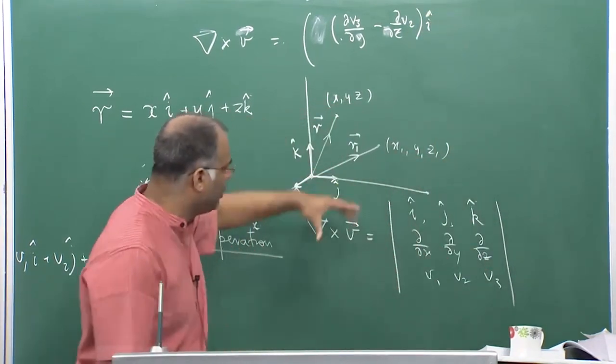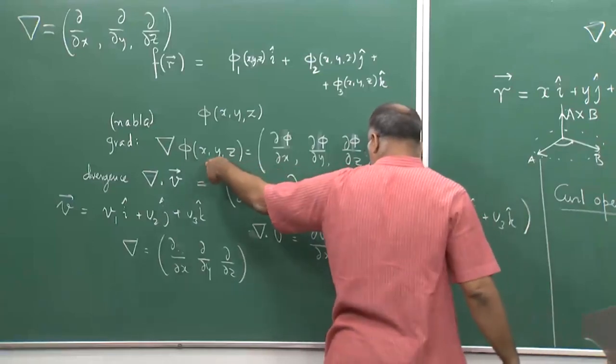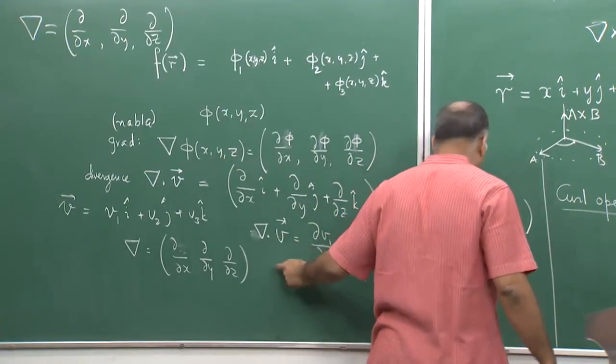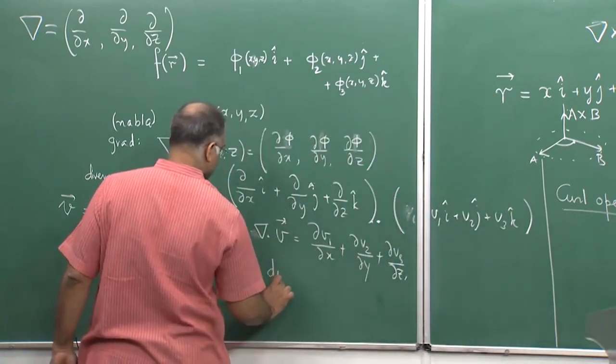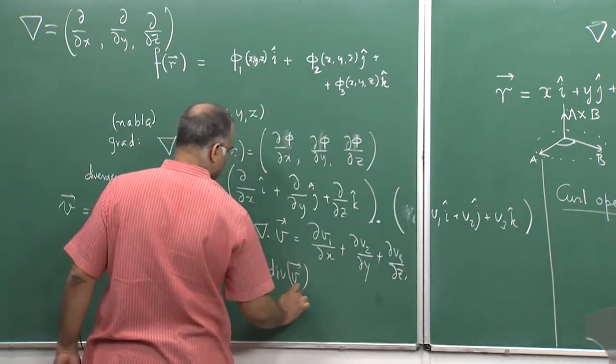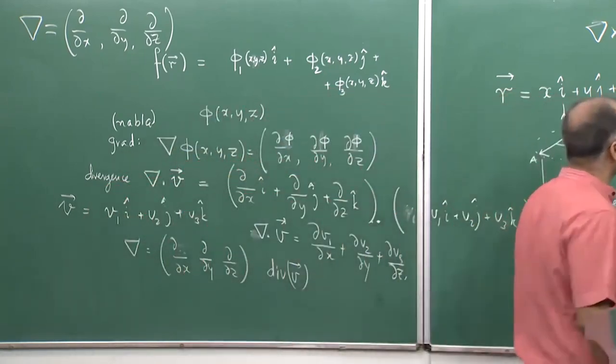So the curl operation gives a vector, and the grad operation gives a vector. Only the divergence operation, sometimes written as div v, gives you a scalar.